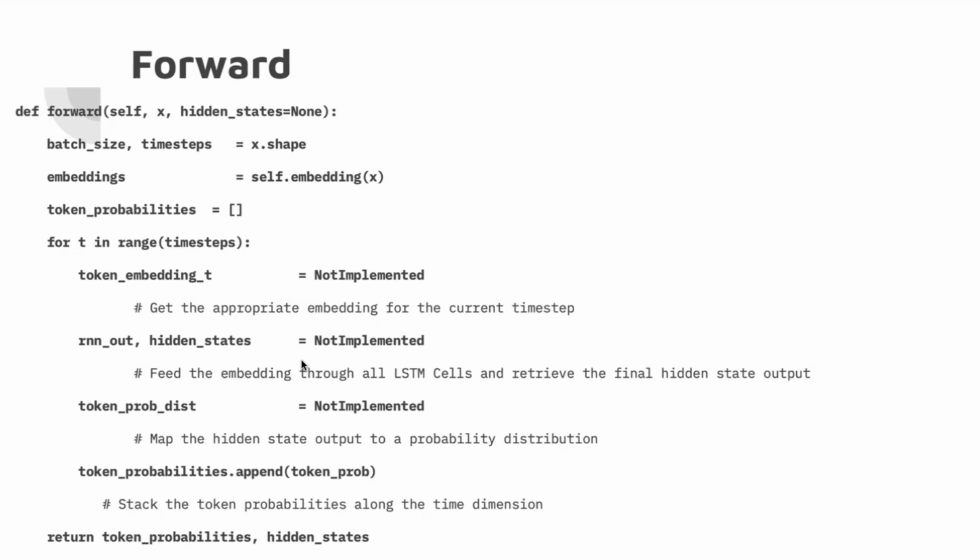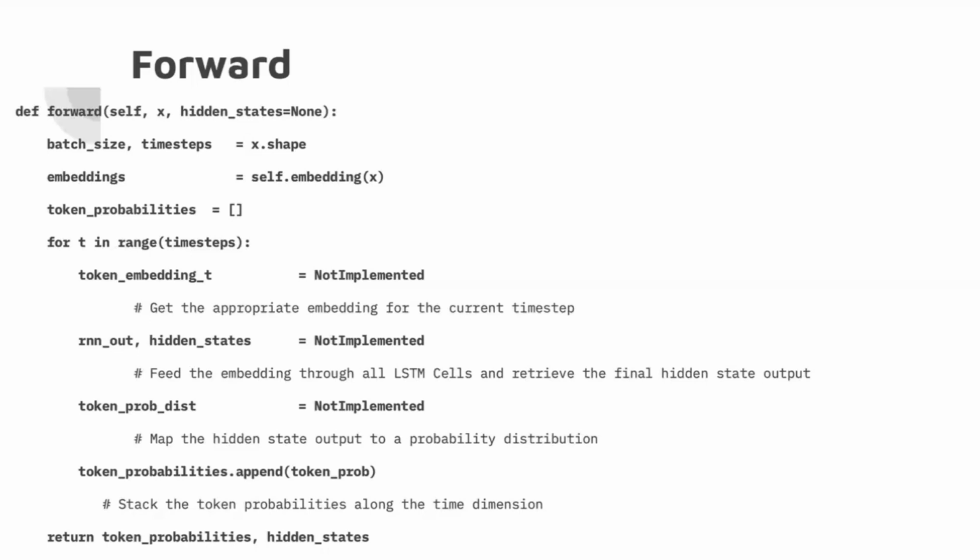Now, we will feed the embedding through the LSTM cells that we have set up in the model init, and then we will retrieve the final hidden state output. So we just feed the input embedding and then the hidden state into the LSTM cell, and then we get a new hidden state. And then we feed into other LSTM cells, and eventually, when we are finished with the last LSTM cell, we take the final hidden state and then feed it to token probabilities to map it back to the token probability distribution space.